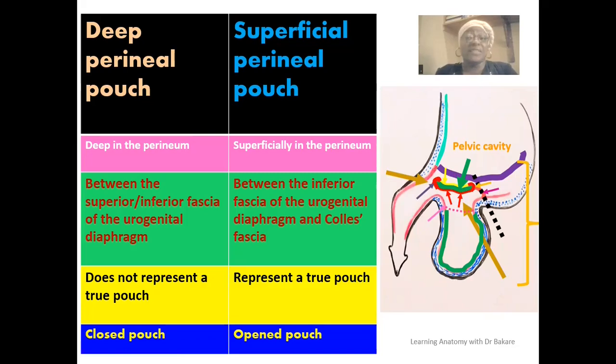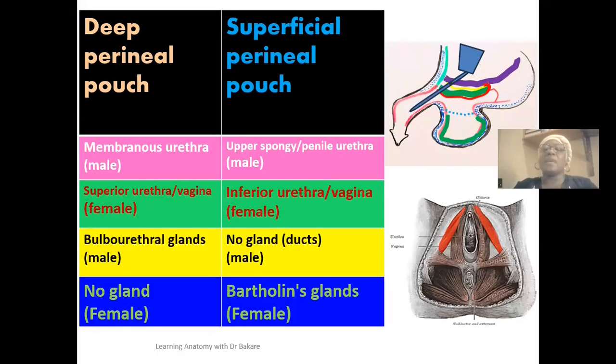So these are the differences as we have highlighted concerning the configuration of the deep and also the superficial perineal pouch. So let's dive further. We'll be using this slide to describe the viscera that are contained within the deep and also the superficial perineal pouch. So let's use this image to illustrate the specific regions of the urethra that will be seen within these two pouches.